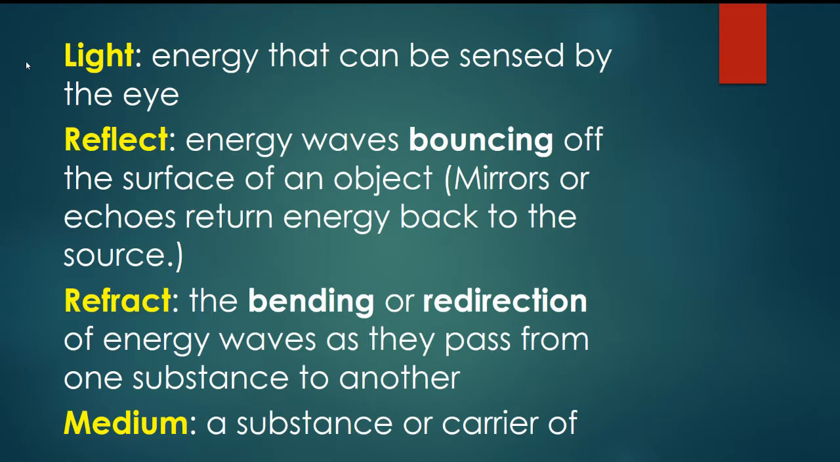Next, light: energy that can be sensed by the eye. Anything you can see that's got light in it. Reflect: energy waves bouncing off the surface of an object. Mirrors, best example. Okay, sometimes if you look at a lake or a pond and it's got real still water, you can see your image on that.